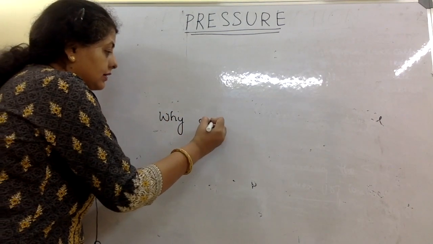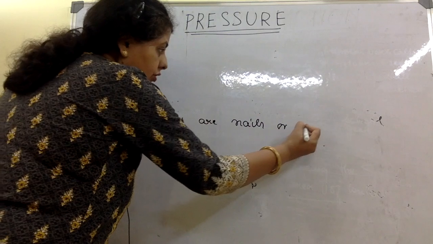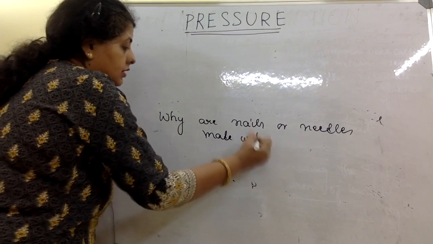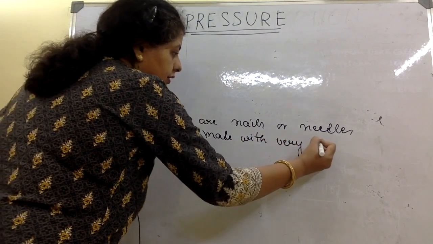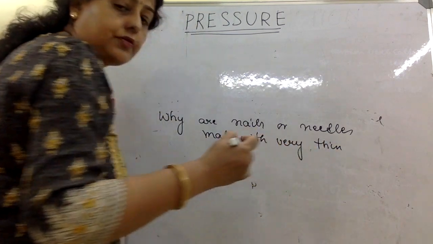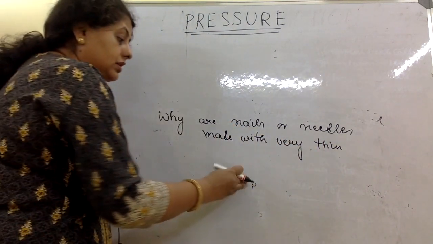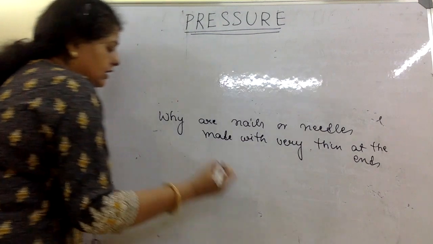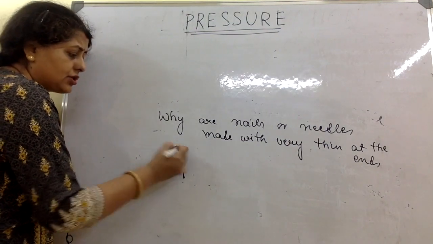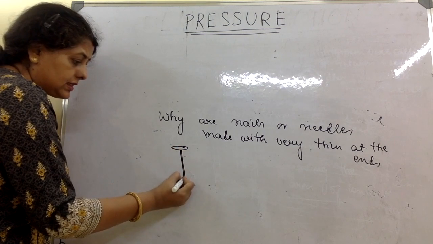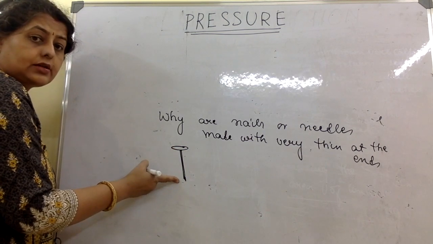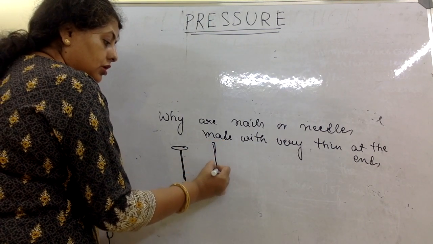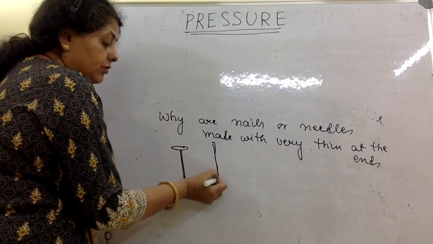Why are nails or needles made very thin at the ends? Any needle or nail you see, this side will be broad, that is to hammer it. But this end is made pointed like this. Same thing for a needle. You'll see this end will have a place to put the thread in, but here it will be very much pointed.